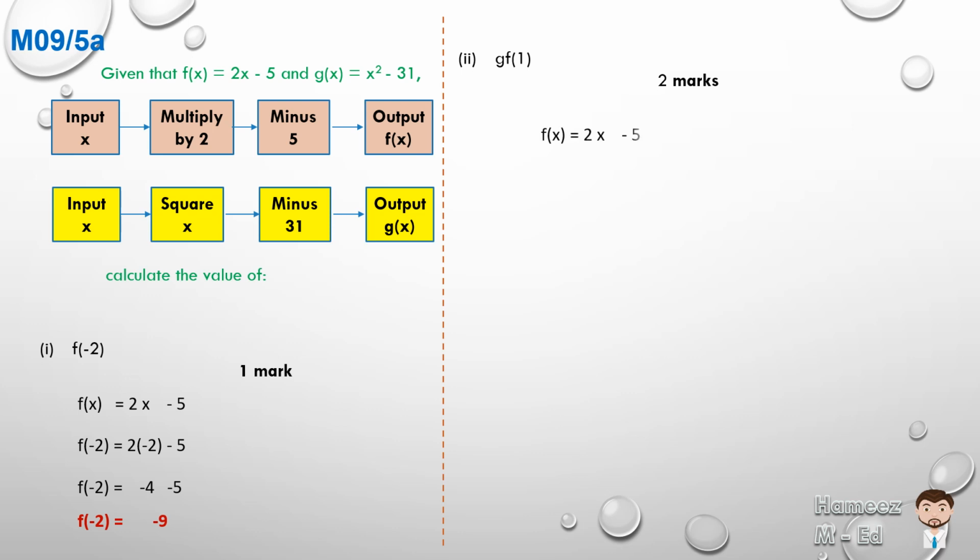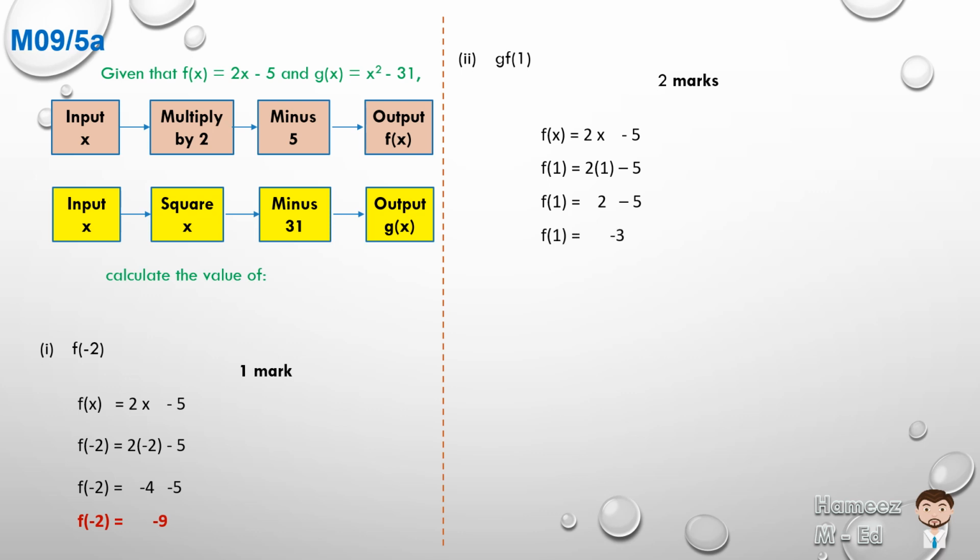F of x is equal to 2x minus 5. And we know x is 1, so we substitute. So we're going to get f of 1 is equal to 2 times 1 minus 5. And 2 times 1 is 2. 2 minus 5 is equal to minus 3. So that first part, f of 1 is minus 3.